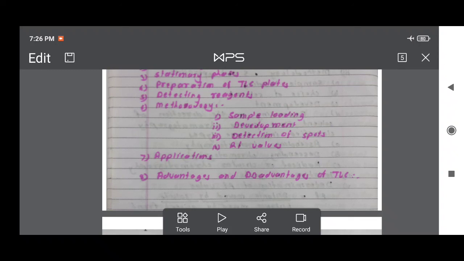Disadvantages of TLC are not many, but the RF values calculated are not reproducible, as many factors affect RF values.